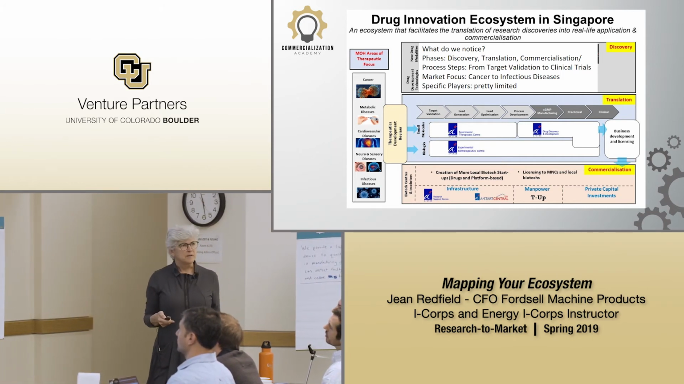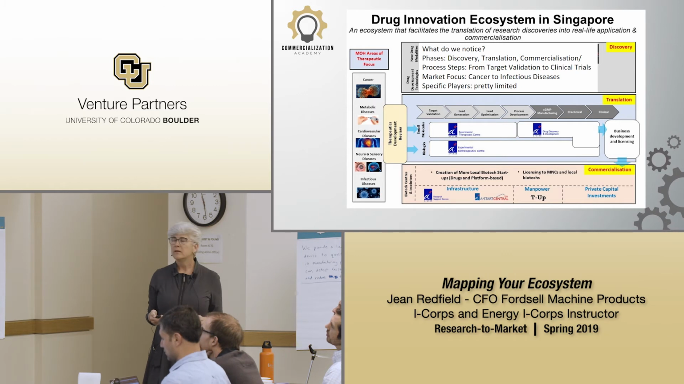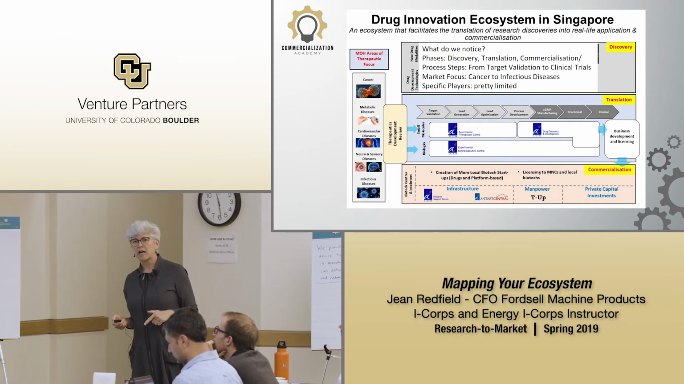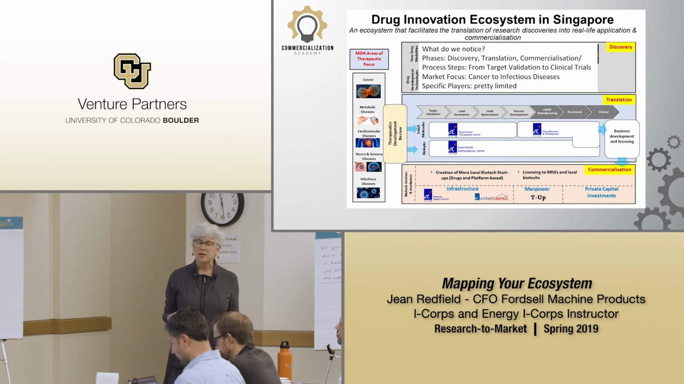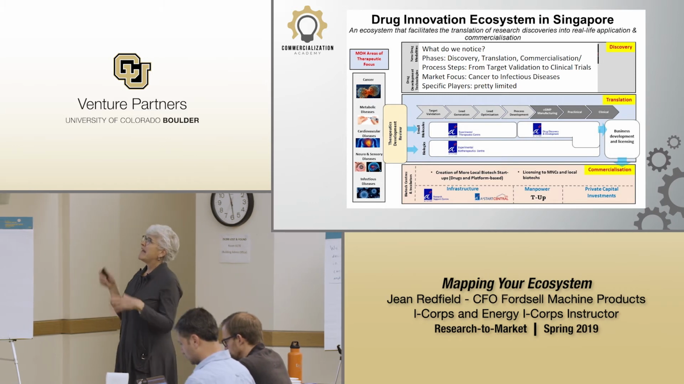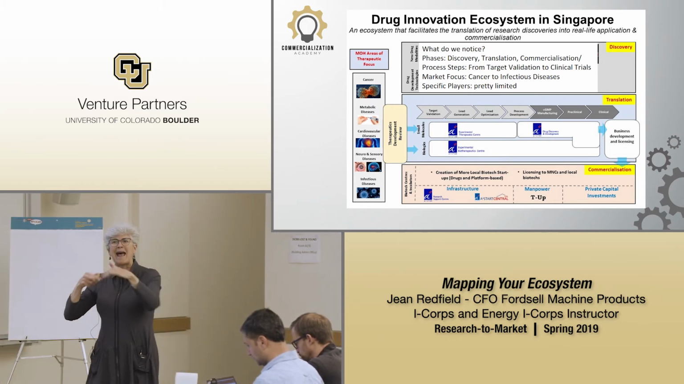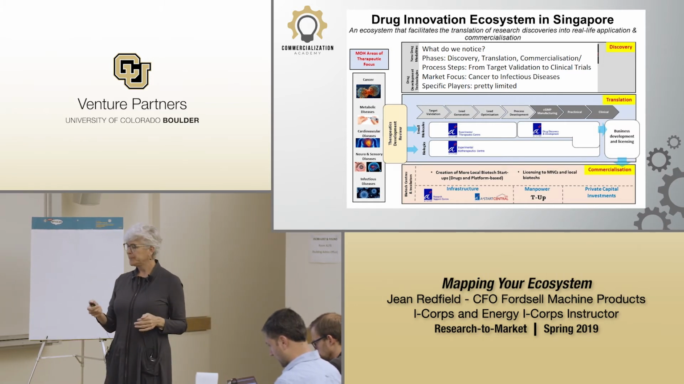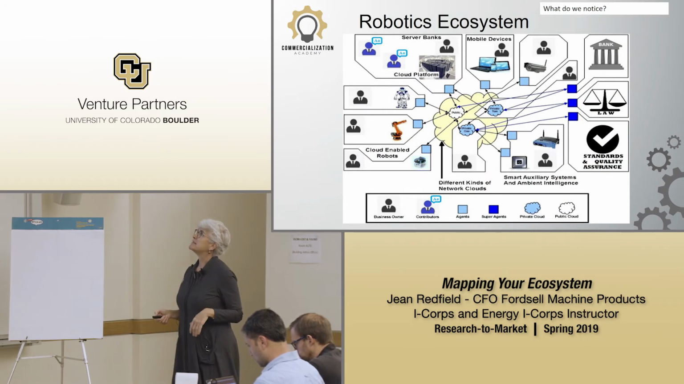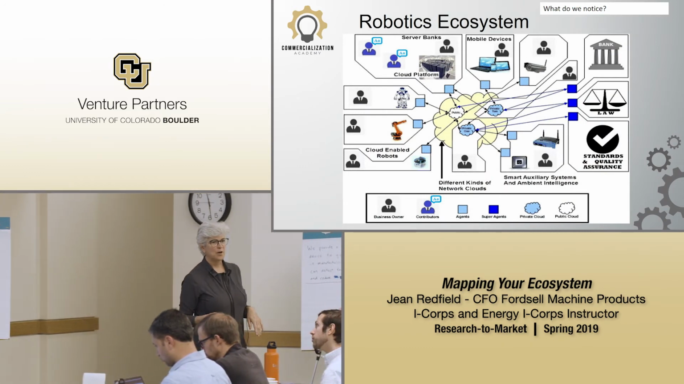Pretty limited number of specific players on this map. Don't know if it's because there just are that few, or it's just that this publisher only knew about a few. But again, they put a lot of information about how they think this ecosystem works in their map. Robotics ecosystem. What do we notice?